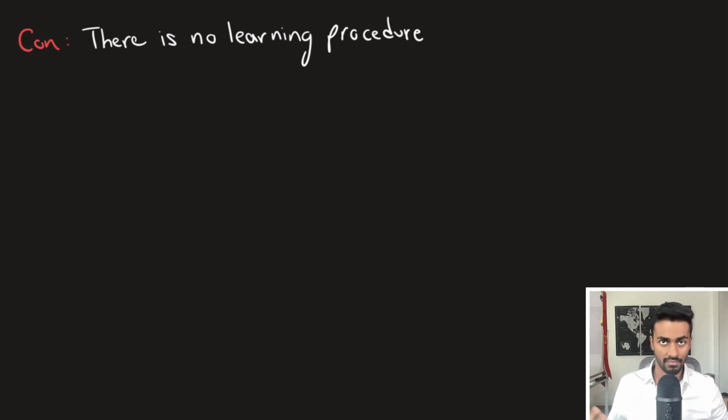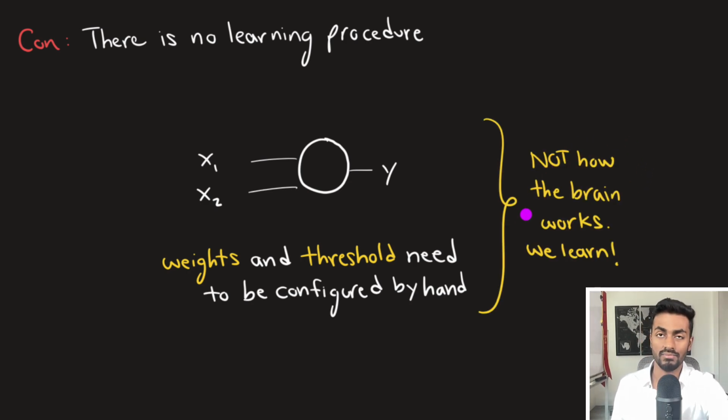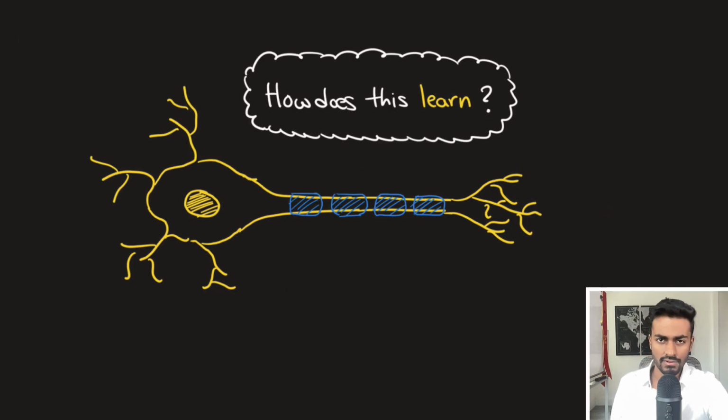So that's great, but the con here is that there's really no learning procedure happening. We need to fix the weights and the thresholds explicitly on our own when we're manually configuring this. And this is not how the brain works. It's an oversimplified representation. So for this neuron, how does this exactly learn?